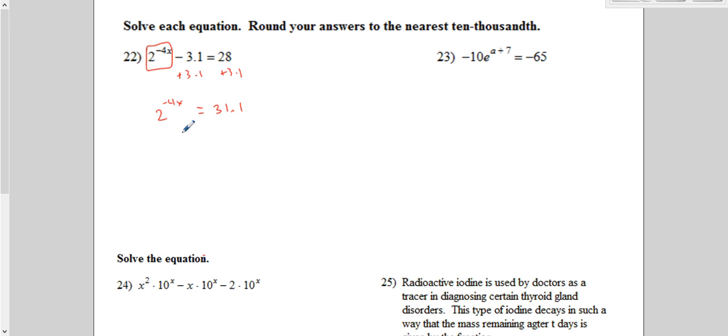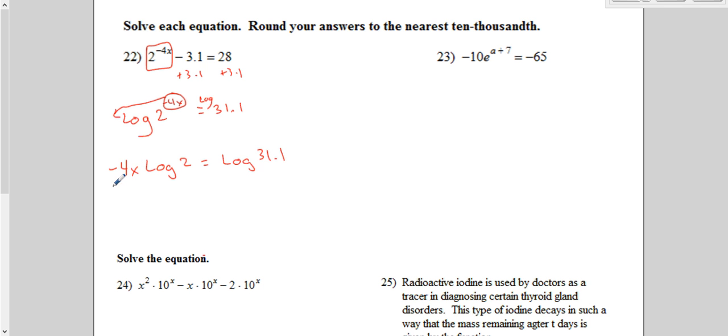Now that we have just the exponential part of the expression, we're going to add in a logarithmic function to both sides. We're just going to do that by simply putting log of 2 to the negative 4x and putting in log of 31.1. So what that allows me to do is take this exponent and move it to the front of the problem. So I get negative 4x times log of 2. So negative 4x times log of 2 is equal to log of 31.1.